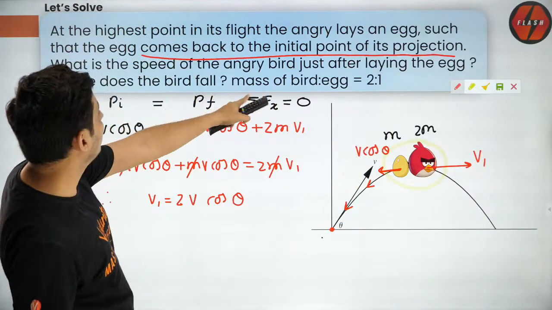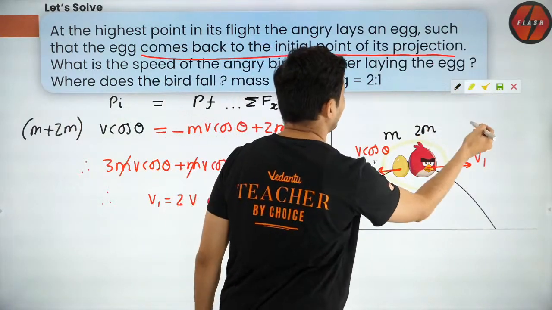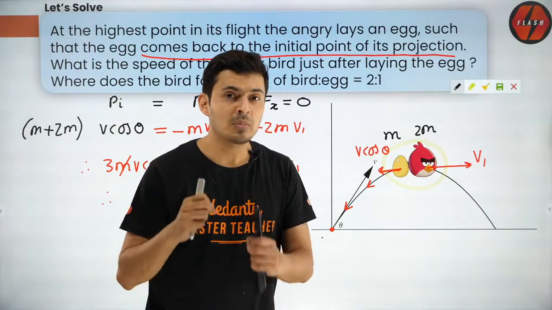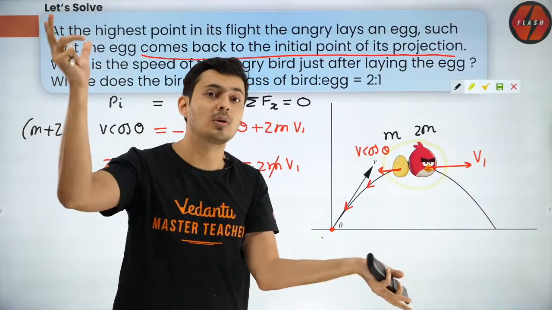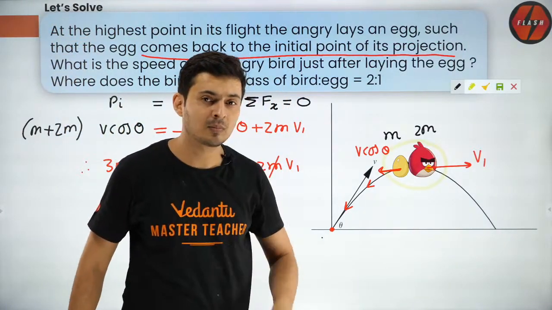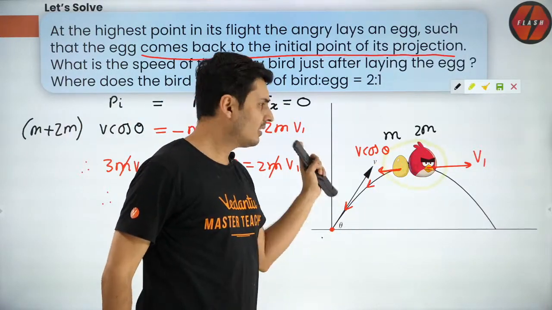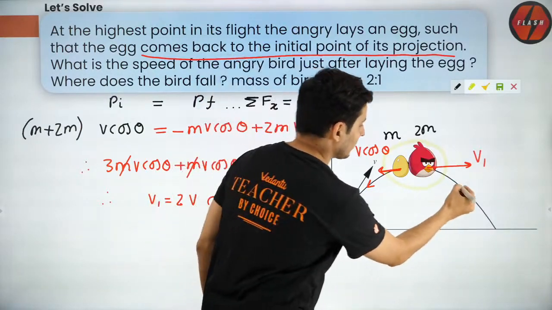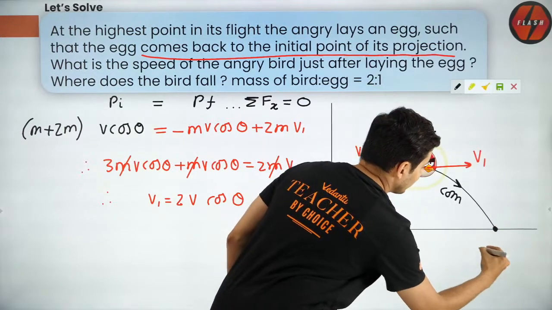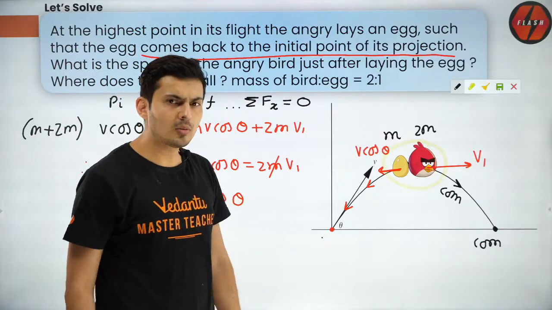Now, where does the bird fall? Where do you think the bird will fall? That is the second part. Here is the logic. Do you remember in center of mass I told you? In fact, there was a question, a rocket in the air explodes. In spite of that, the center of mass continues its trajectory. Do you remember that? So, even if this angry bird becomes angry, explodes and lays an egg, the center of mass will continue the journey. So the center of mass will continue the journey and it will fall over here. This is where the center of mass will fall. Correct? I hope this is clear.